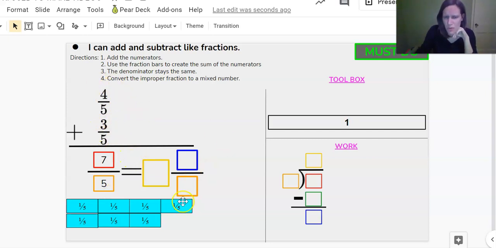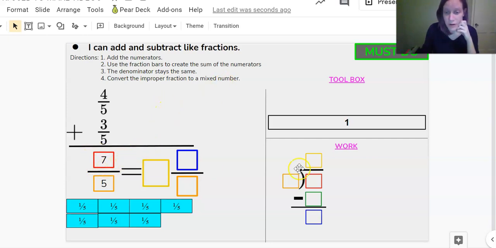Then you're going to notice there's more work here. The reason there's more work here is because in this problem, we have an improper fraction. So step 4 says convert the improper fraction to a mixed number. So we are going to do that. Remember that we learned this earlier this week.